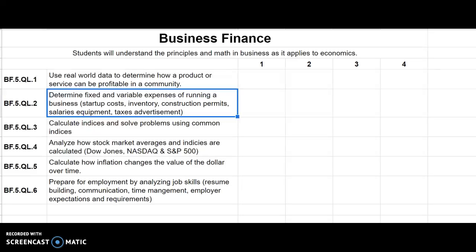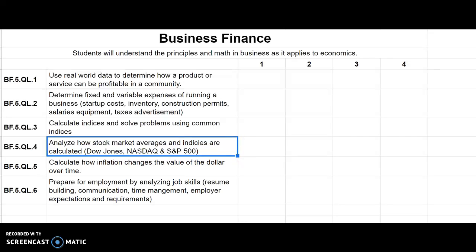All right. Calculating indices and solving problems using common indices. This you could actually discuss. A lot of the stock pieces that we've talked about would fit in really well right here in your business proposal. Okay. So we need to talk about whether or not you plan on being a publicly traded company. So you need to scale your business pretty quickly if you want to be publicly traded. This step right here actually comes into play with your stock market challenge stuff. You need to talk about the stock market averages and how they're calculated and how those averages are reflected in or impact your stocks, okay?